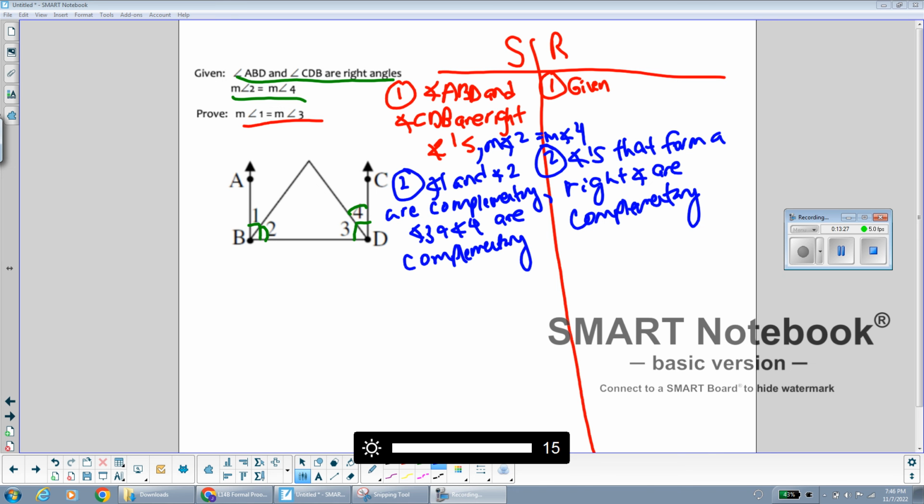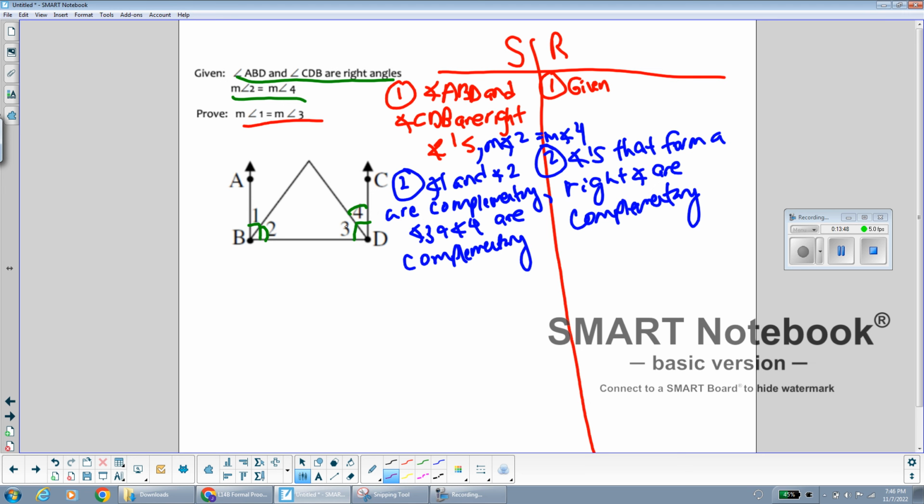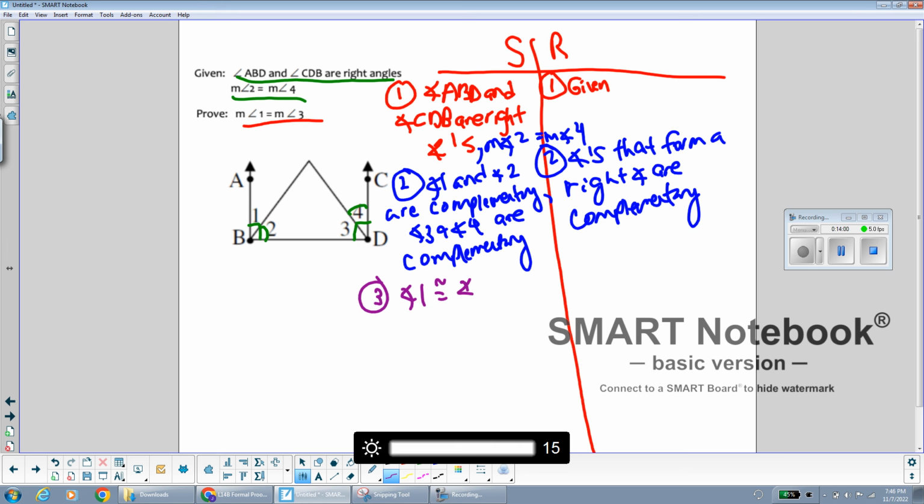So here I just started writing my proof. I put down my given information, my two pieces of givens, and then I just wrote down that angle 1 and angle 2 are complementary, as well as angle 3 and angle 4. And we know they're complementary because angles that form a right angle are complementary to each other. So since I know that angle 1 and angle 2 are complementary, and angle 3 and angle 4 are complementary, and since angle 2 and angle 4 are congruent, I know for an absolute fact that angle 1 needs to be congruent to angle 3.